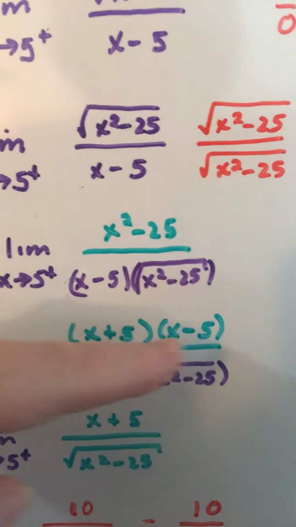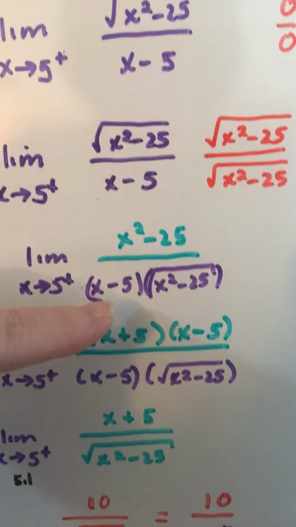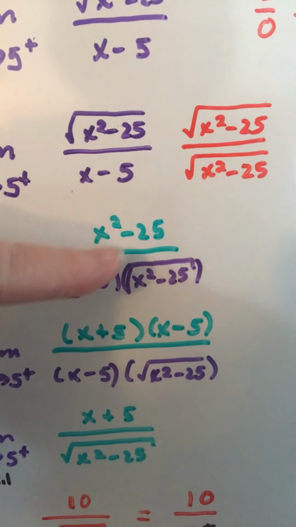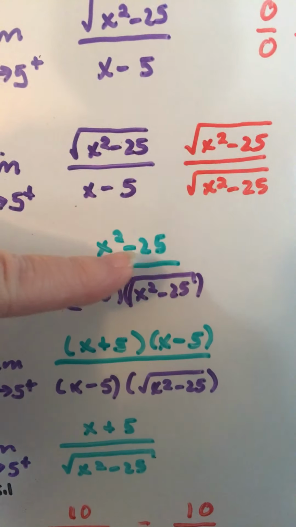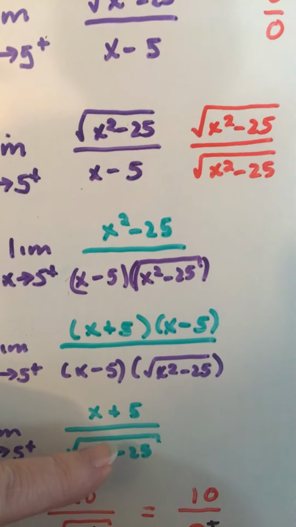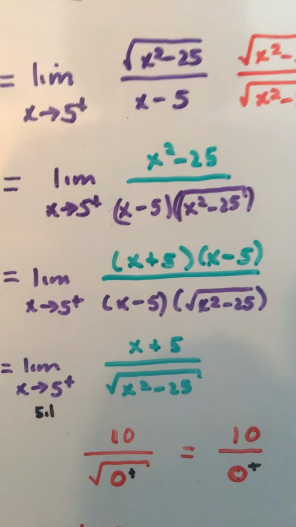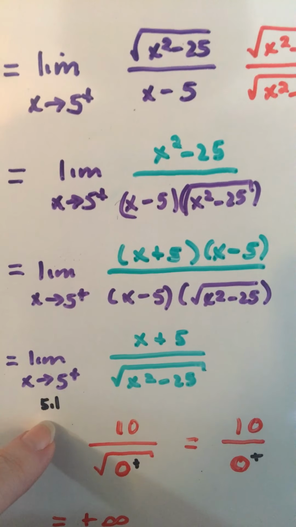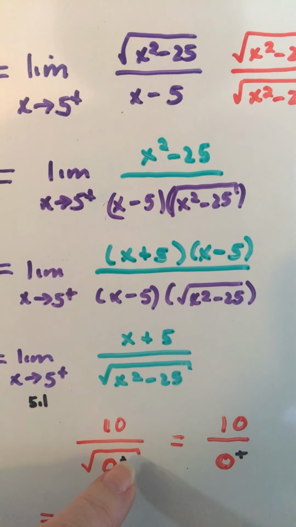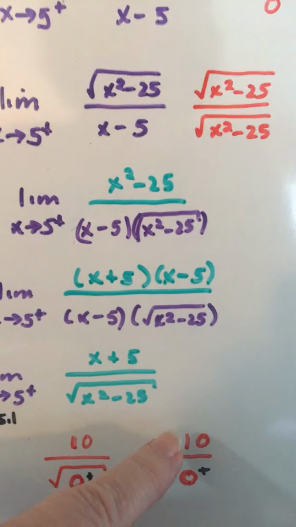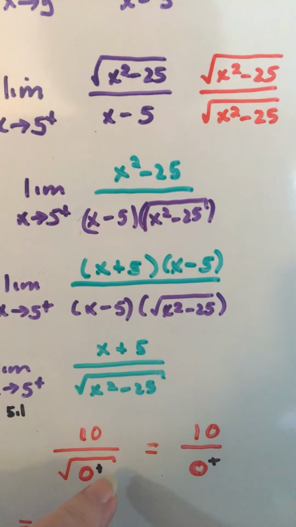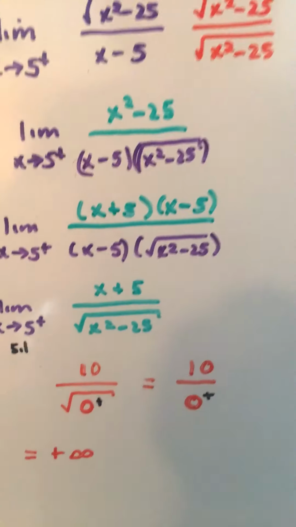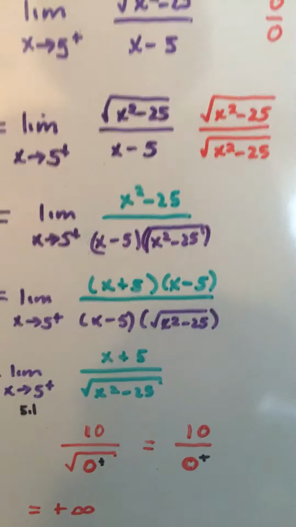And again, I went ahead and showed the factoring. But if you know that, oh, this is x plus 5 times x minus 5 in your head, they'll let you jump from this step down to that step. So feel free to do it if you understand that. So inserting my 5.1, I see it's 0 right, and 10, and the square root of 0 slightly bigger than 0 is still slightly bigger than 0, and so I get positive infinity.